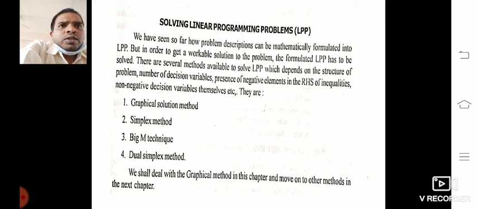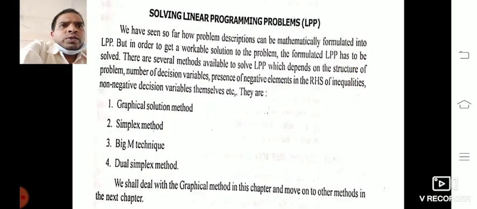Now we have discussed how to formulate the given LPP problem. After formulation, we need to find the decision variables, x1, x2, which we can call the unknown variables. How are we going to find the unknown variables? Here, by using these 4 methods.